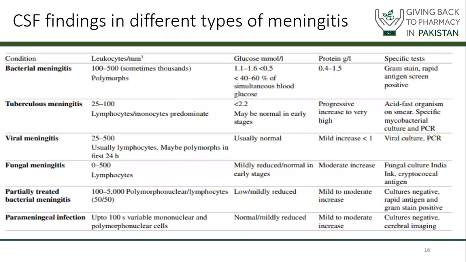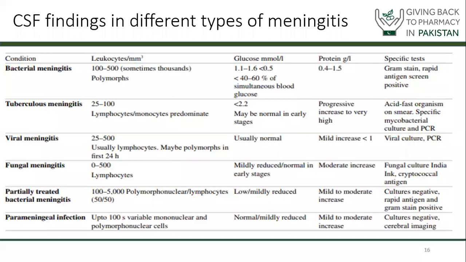CSF findings for differential meningitis. The thing to keep in mind while looking at the CSF findings: in bacterial meningitis, the leukocyte counts are very high. Normally, the leukocyte count in CSF is less than 3. But in bacterial meningitis, or you can see the second last, in partially treated bacterial meningitis, the leukocyte counts are up to 5,000. And in TB meningitis, the level of protein progressively increases, and it is high as compared to other meningitis. And in bacterial meningitis, the level of glucose is also very low in the CSF fluid.